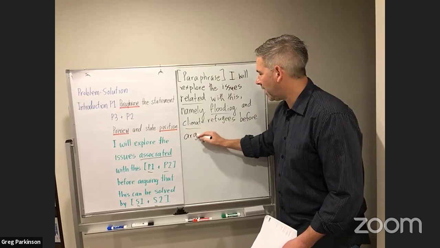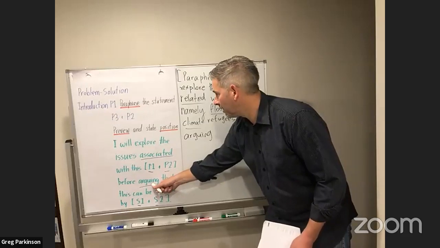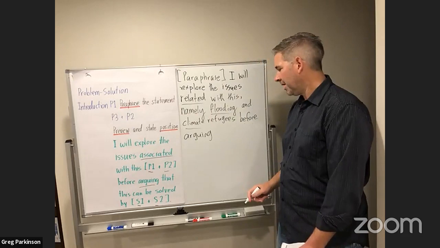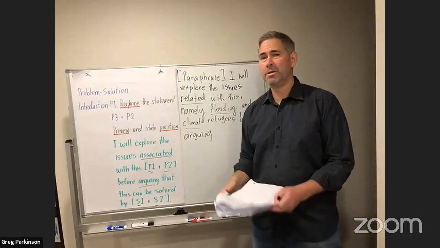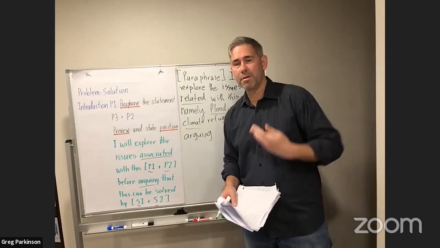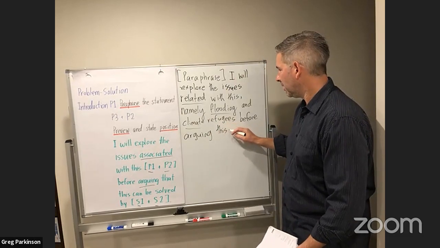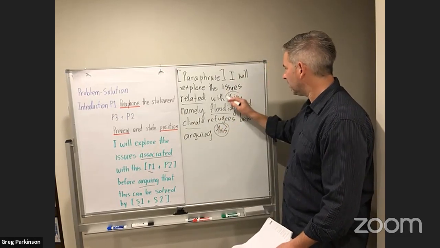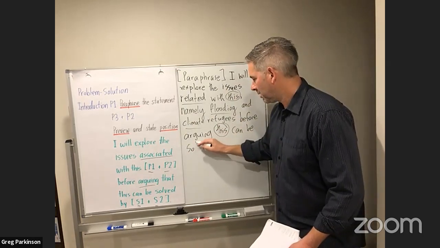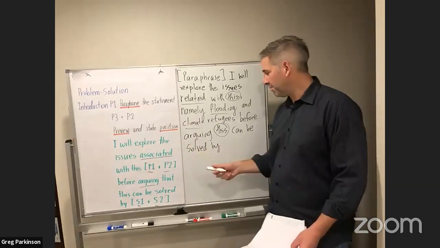Now I'm using the word arguing because this highlights or signals my position. And essentially in a problem solution essay, think about it this way: your position is what you think the solutions are. Before arguing this, again, this is rising sea levels, can be solved. So a different part of speech from solution.